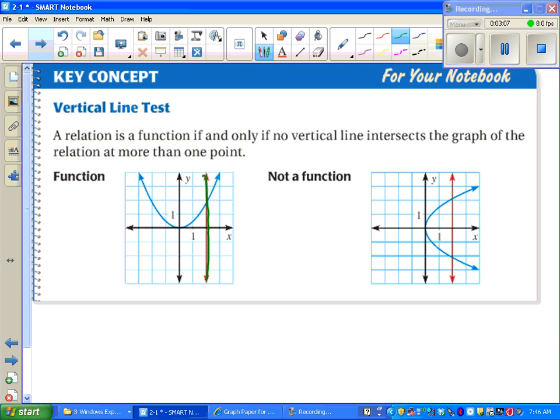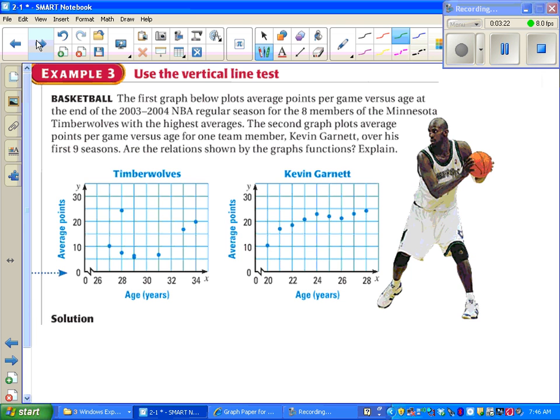If you look at this other graph, there's a lot of places where I can draw a straight up and down line that goes through the graph more than once. If you can do that even one time, it is not a function. So looking at a graph, it's real fast to tell whether or not something's a function. Go ahead and pause the video for a moment and read this and try to figure out what it's asking. What it comes down to is this problem's asking whether or not these relations are functions.